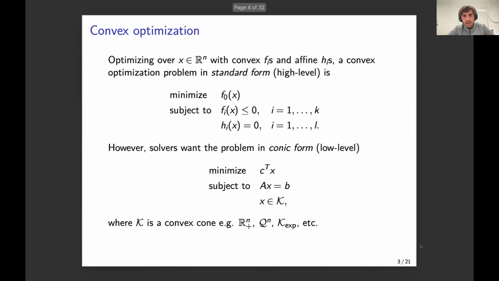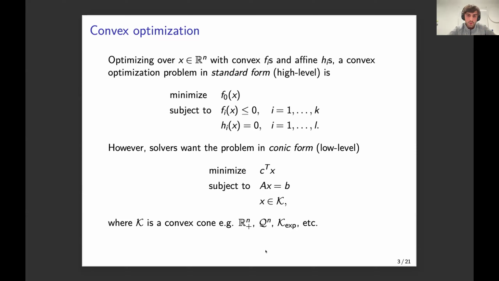Solvers take as input a low-level format, this conic form, where the objective is linear. You have one affine constraint, and then the rest are cone membership constraints. A convex cone is just a convex set that is a cone, so it's closed under multiplication by a positive scalar. There are some examples here. We don't need to go into the details, but like the quadratic cone, the exponential cone, and so on. You have a limited set of cones that the solver can understand and solve for.